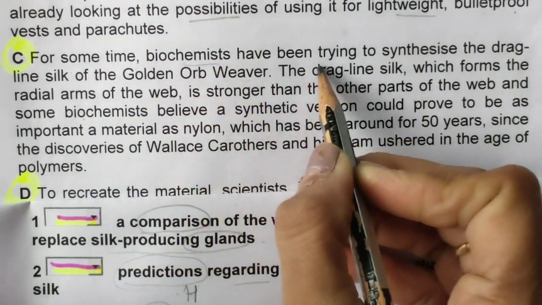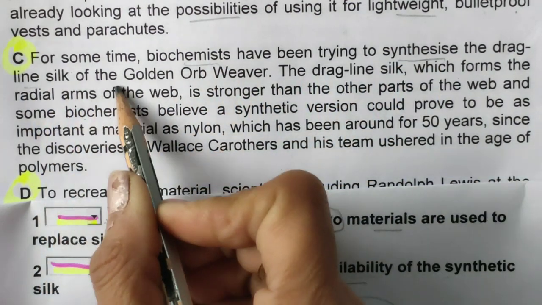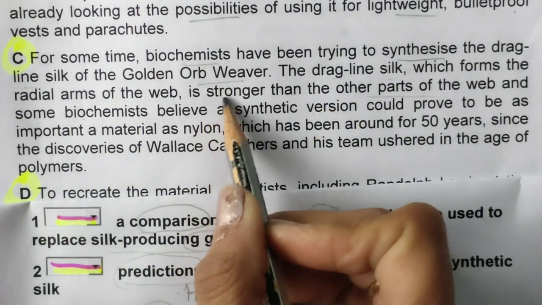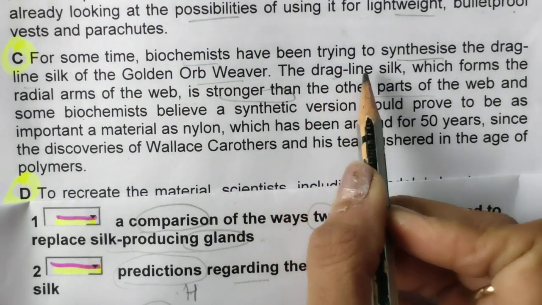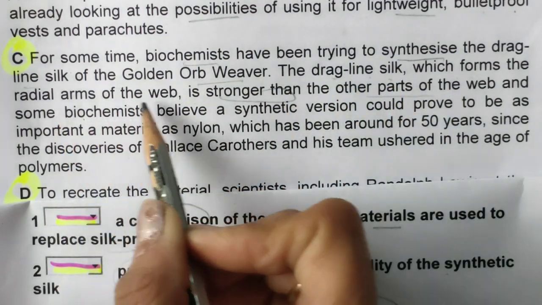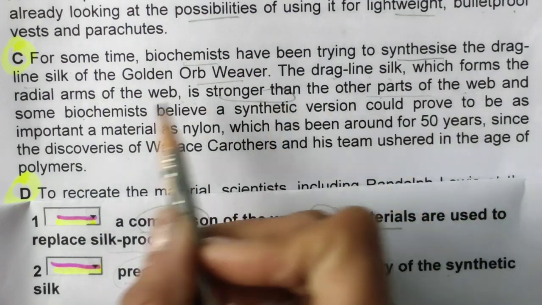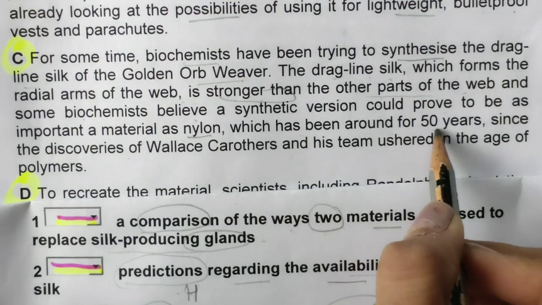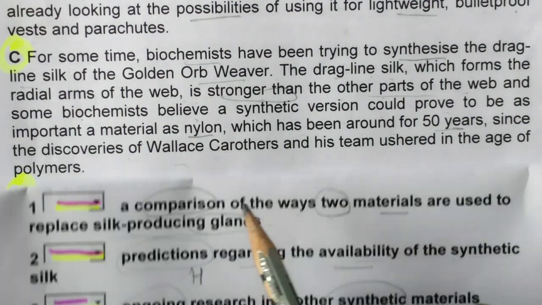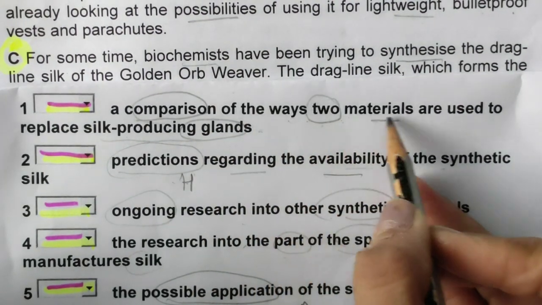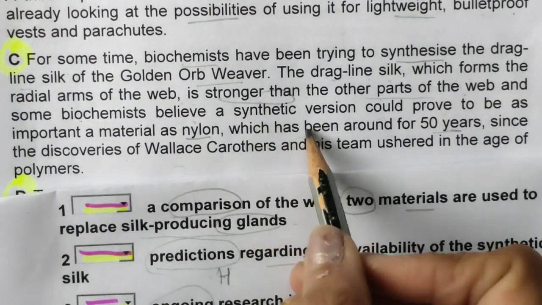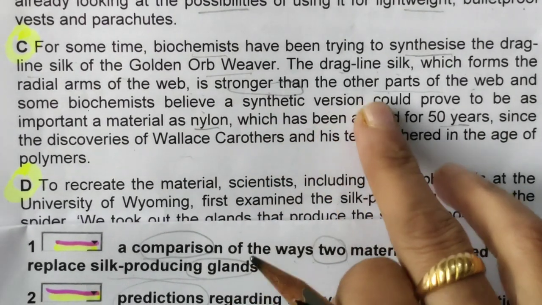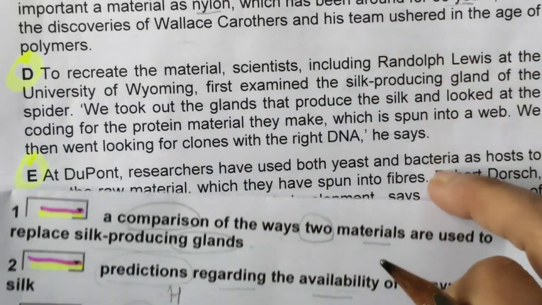For some time biochemists have been trying to synthesize the dragline silk of the spider, which forms the radial arms, and is stronger than other parts. So here a comparison is there. The dragline silk, which forms the radial arms of the web, is stronger than other parts of the web. And some biochemists believe a synthetic version could prove to be as important a material as nylon. A comparison of the ways two materials are used, nothing is given like that. No comparison is given, but this comparison is between its own parts. D paragraph, let's read it.